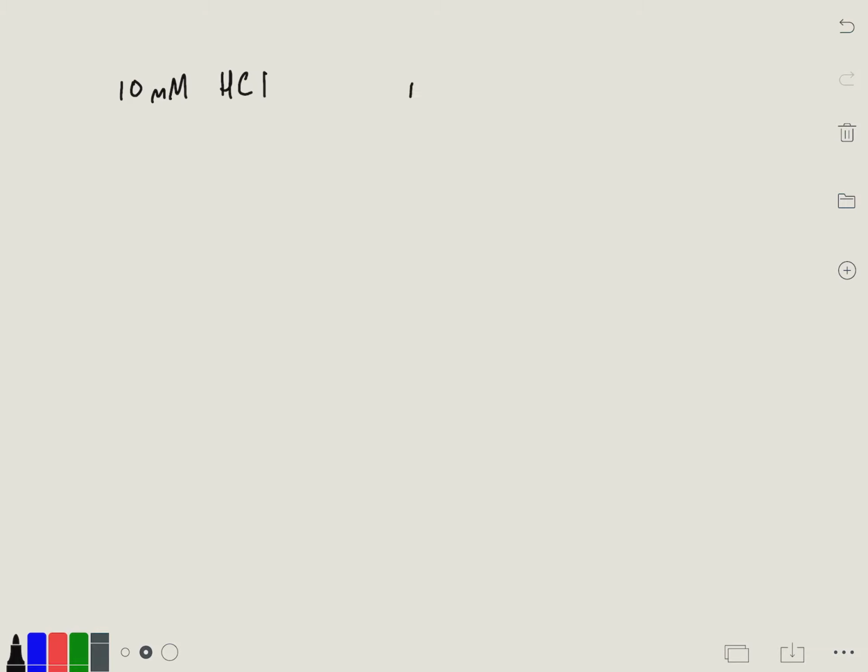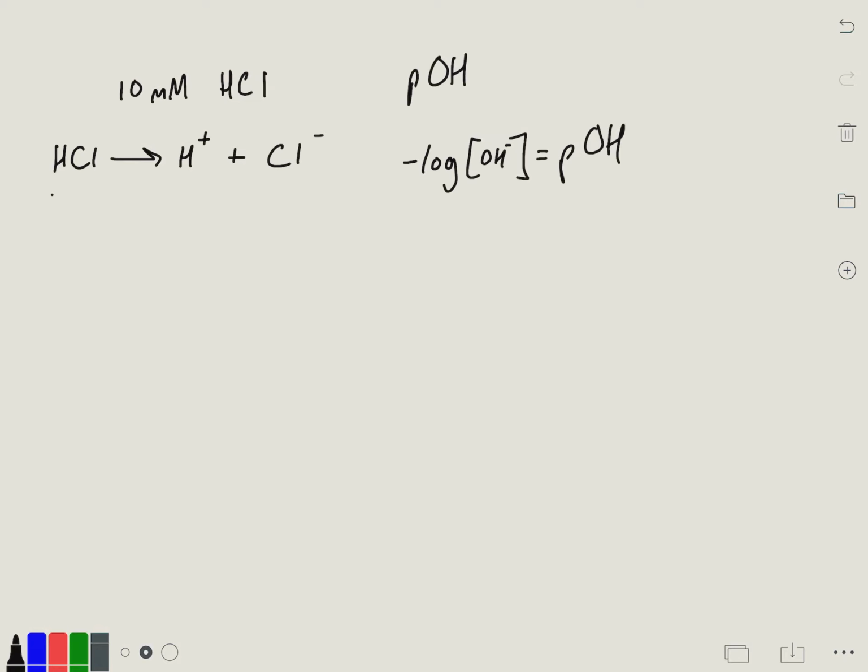All right, they want the pOH. All right, you have options. If you know the concentration of hydroxide, we can just say the negative log of the hydroxide is the pOH. Doesn't seem like we have hydroxide though, we have HCl. HCl is a strong acid. HCl is going to dissociate into hydronium and chloride.